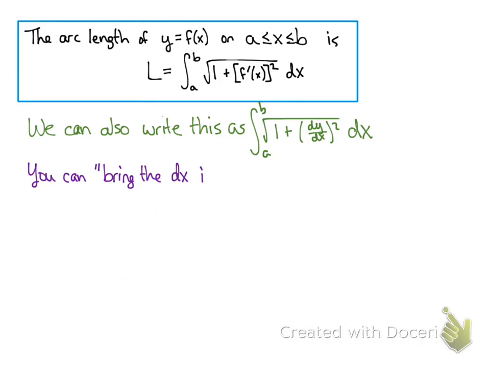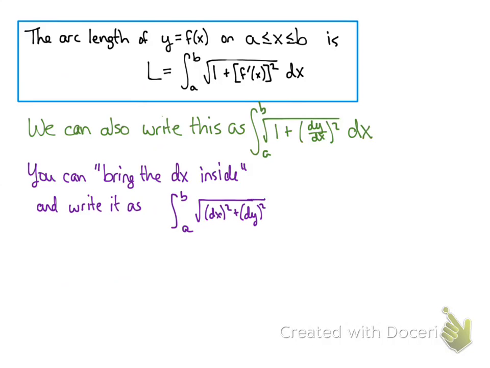But you can sort of bring the dx into the square root, and then it would become a dx squared. And then if I multiply it through, the 1 times dx squared, and then that derivative times dx squared will just leave a dy squared. So it'll look like the square root of dx squared plus dy squared. That's not a way of writing it that leads to an integral that you can do easily, but it is a theoretically valid way of writing it.